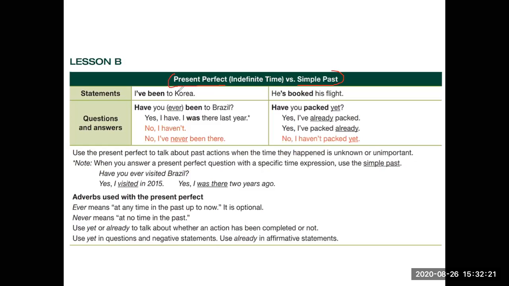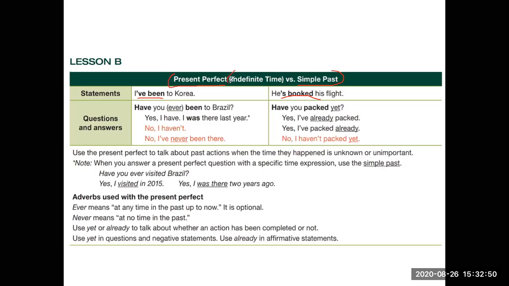I've been to Korea, present perfect. I've been to Korea, and he's booked his flight. In these cases, we are using present perfect to indicate that something happened in the past, but when that happened is not important because we don't say specifically when it happened, okay?